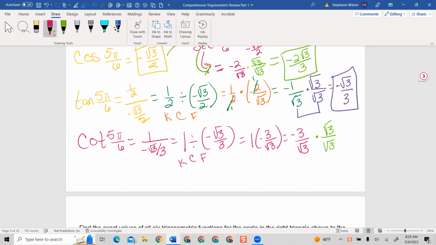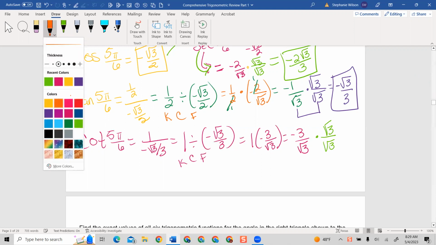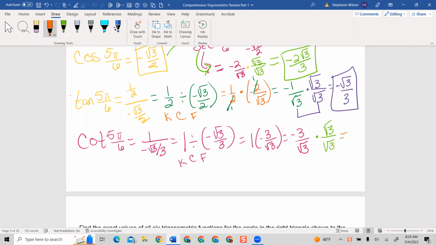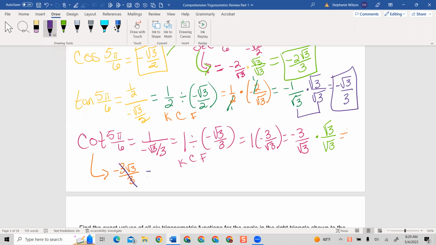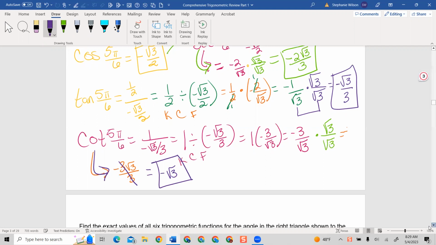So now I have negative 3 square root of 3 over 3. Now let's reduce if possible, and I notice the 3's reduce and leave me with negative square root of 3. That is the cotangent. Okay, let's do our next one.